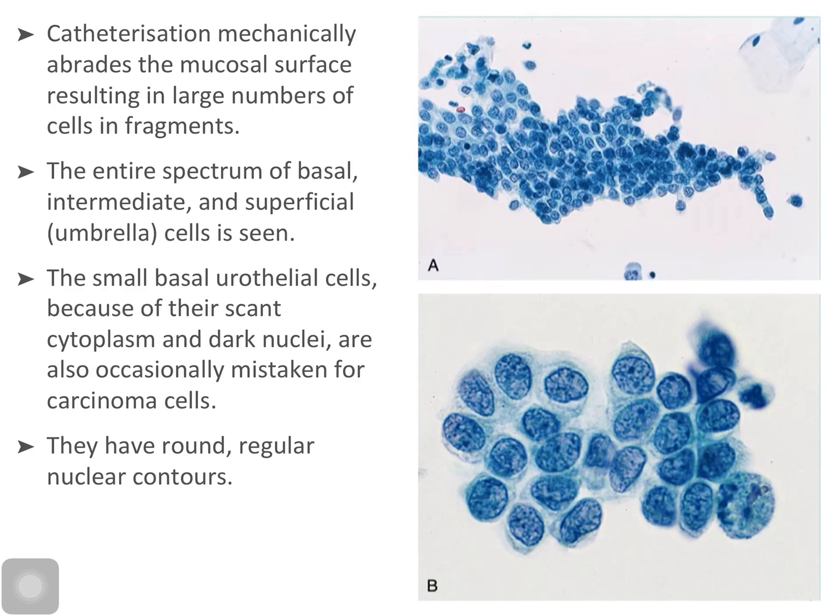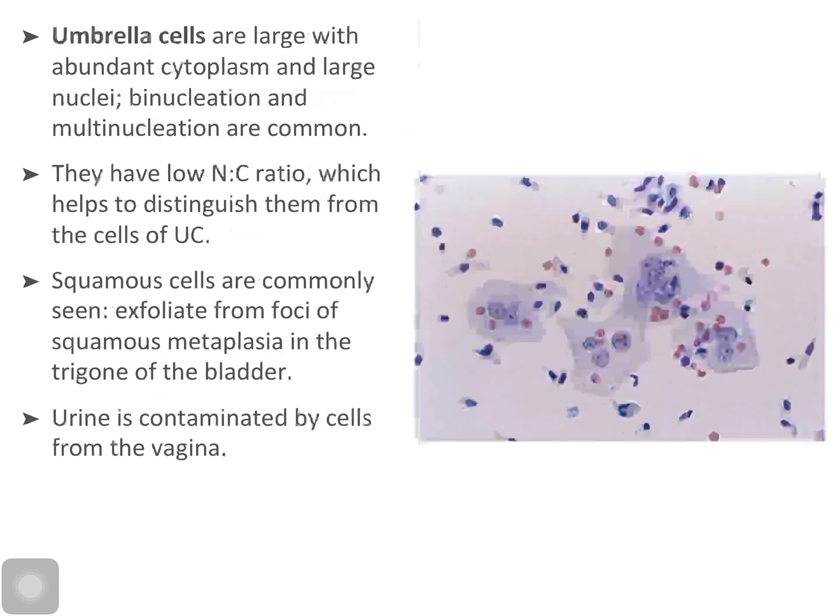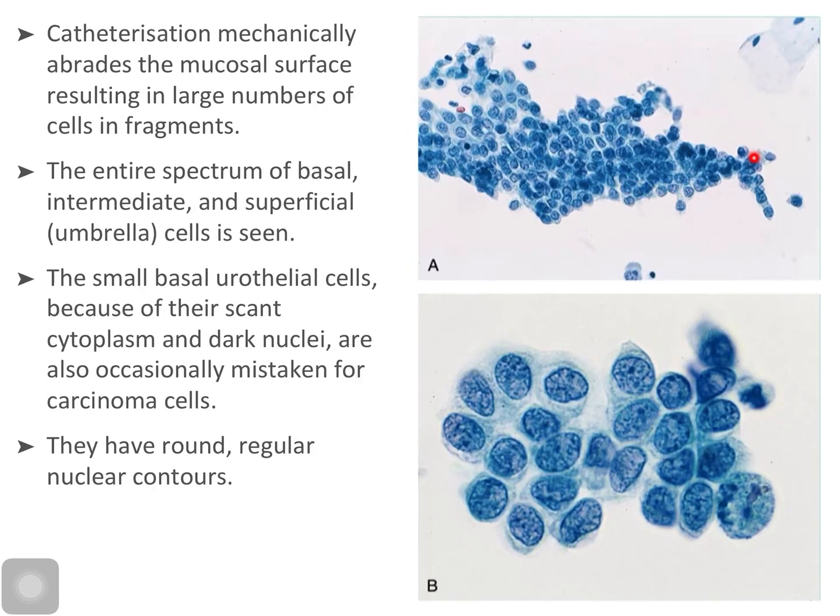Catheterization mechanically abrades the mucosal surface, resulting in a large number of cells in fragments. The entire spectrum of basal, intermediate and superficial cells is seen in this picture. Here we can see the small basal urothelial cells. Because of their scant cytoplasm and dark nuclei, they are occasionally mistaken for carcinoma cells. They have round, regular nuclear contours when compared to the malignant cells, which have irregular nuclear contours.